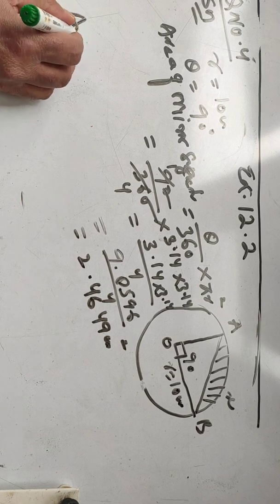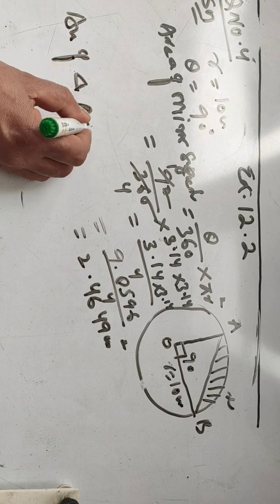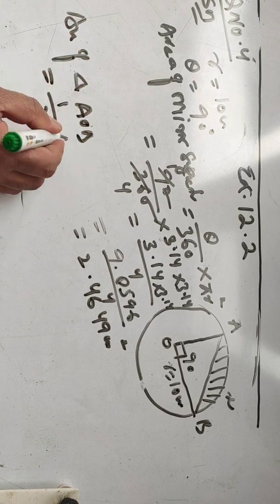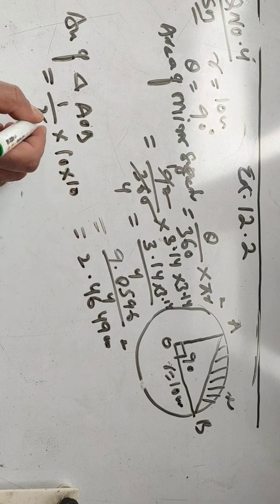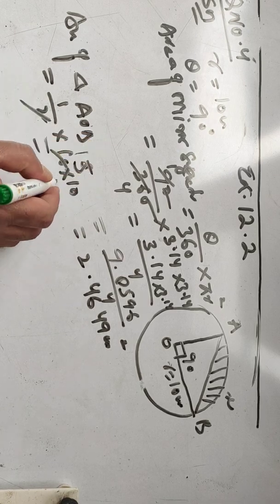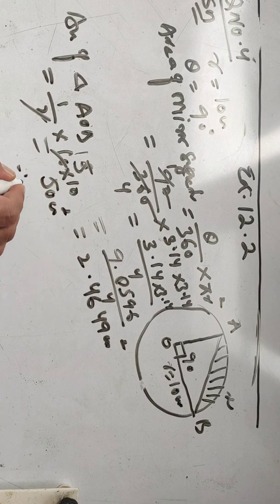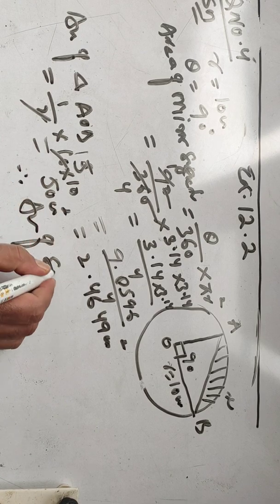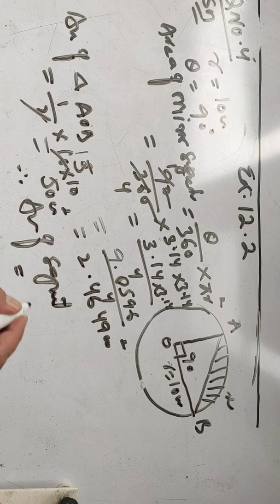Now, area of triangle AOB equals 1/2 base into height, also 10 into 10. Am I right? 2 1 are 2, 2 5 are 10, 5 10 are 50 centimeter square. Therefore, area of segment, isn't it? What is the area of segment? That's the area of sector. You can just see here. Go slow.